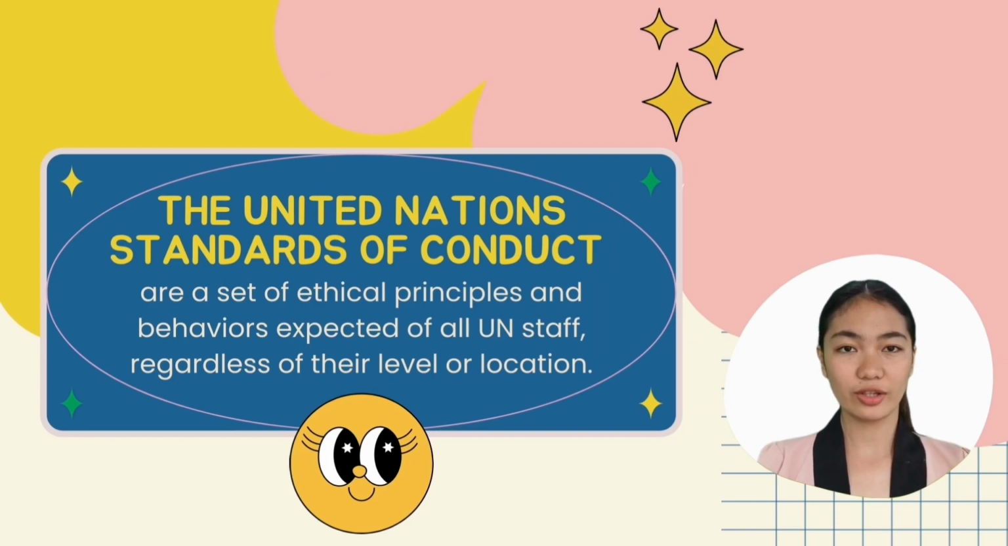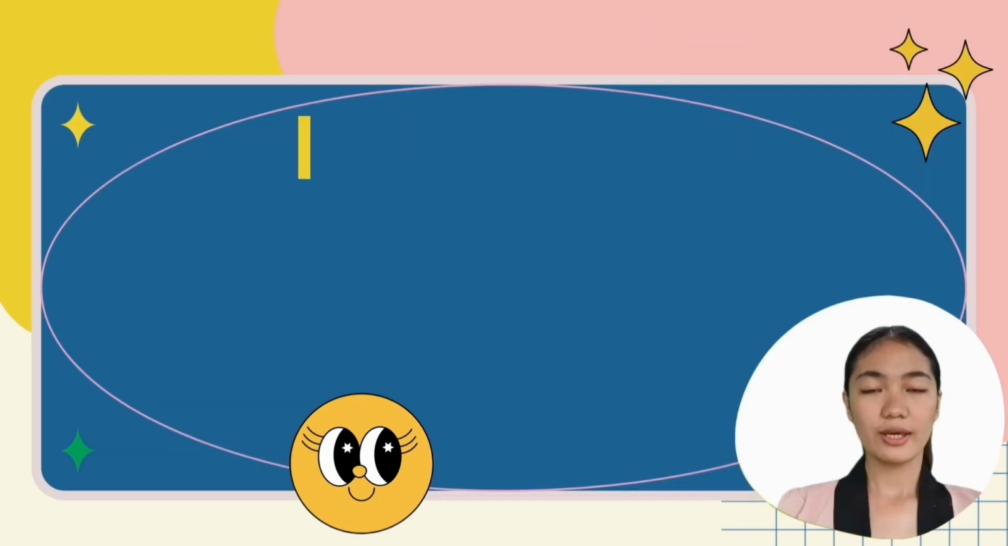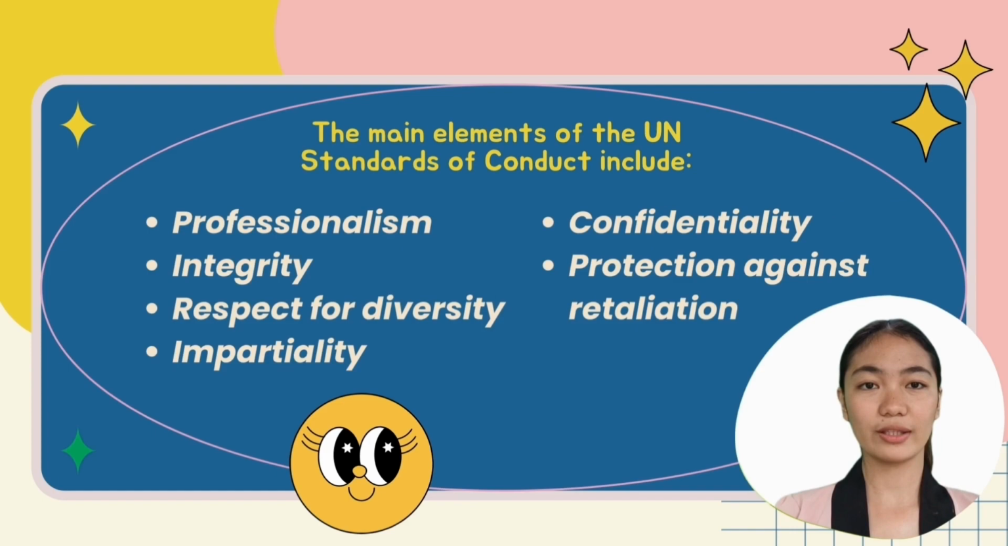The United Nations Standards of Conduct are a set of ethical principles and behaviors expected of all UN staff regardless of their level or location. These standards aim to ensure that UN staff members act with integrity, impartiality, and professionalism and avoid any conflicts of interest or abusive behavior. The main elements of the UN Standards of Conduct include: first, professionalism. UN staff members are expected to perform their duties to the best of their abilities and to respect the values and principles of the United Nations.